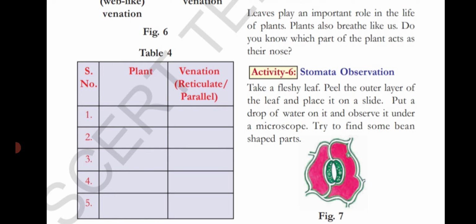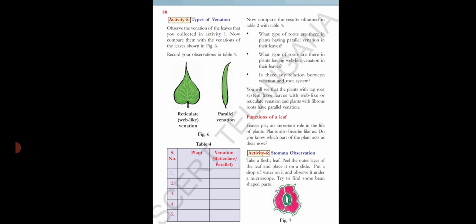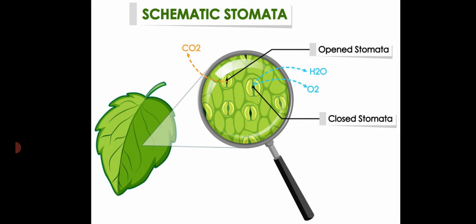Actually, on the leaf, we see some pore-like structures, children. Those pore-like structures, when we peel off the cover of the leaf, we could trace them out. When we see under a microscope, we could notice them. Through a magnifying glass they have shown here, the pores you could see. Opened stomata, closed stomata, where the exchange of gases takes place. Carbon dioxide will be leaving out, oxygen leaving out, water coming out.